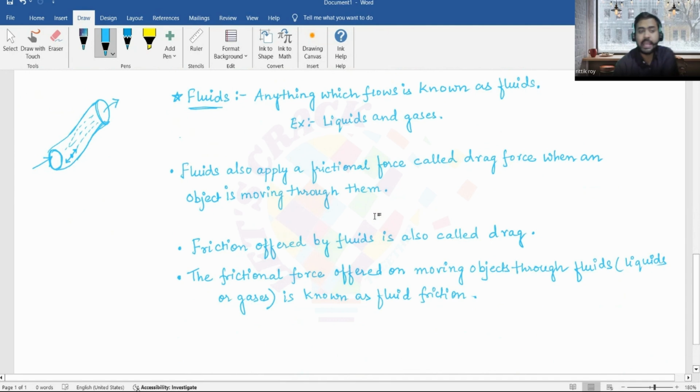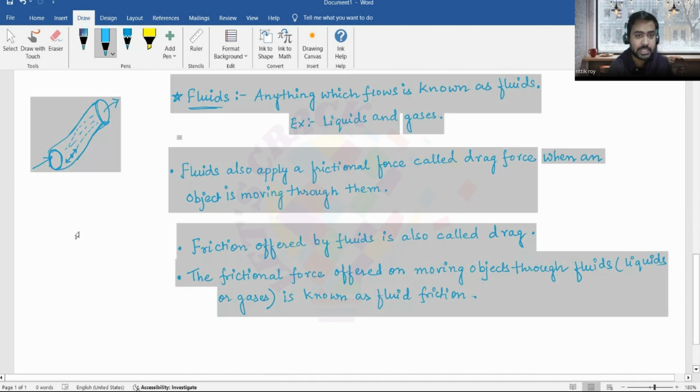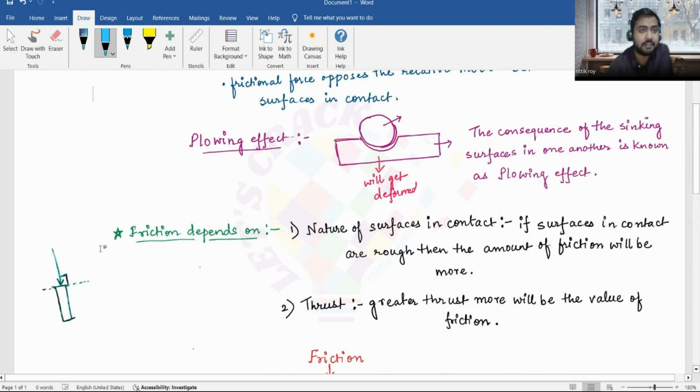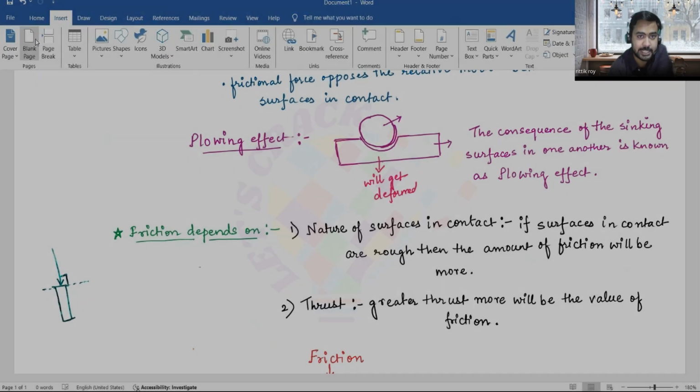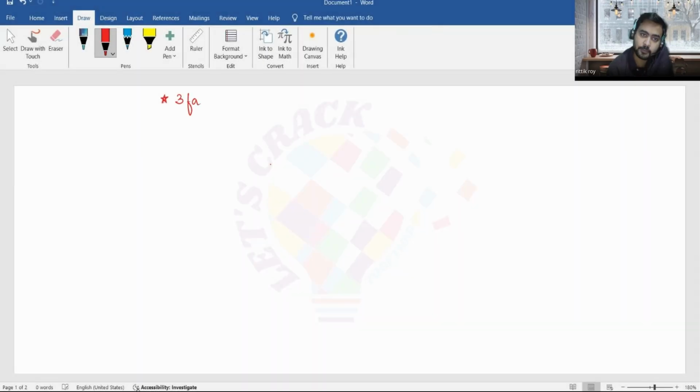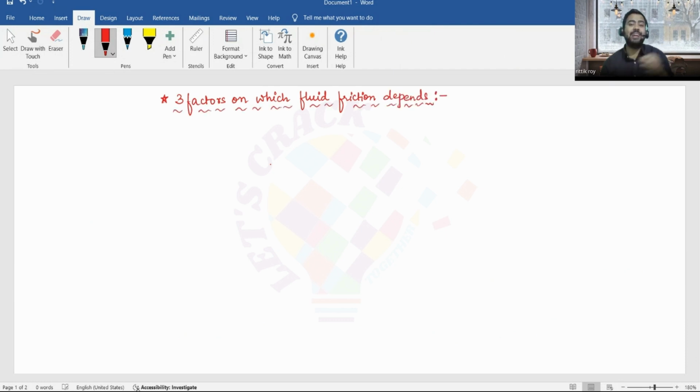Got it? Okay, now this fluid friction depends on several factors. So what are those factors on which fluid friction depends? Let's see. Three factors on which fluid friction depends are, namely, number one, speed.